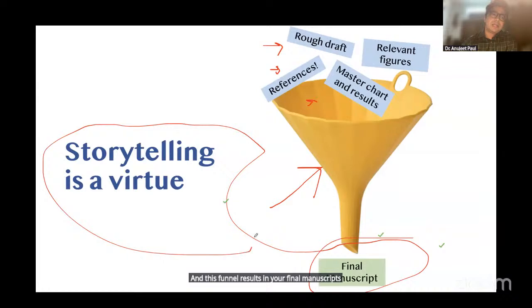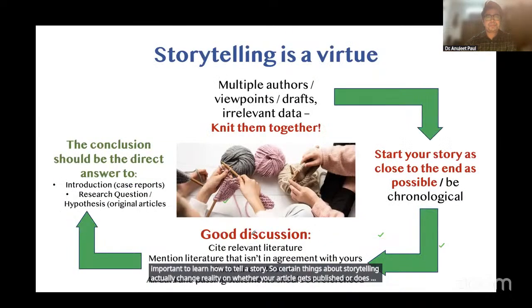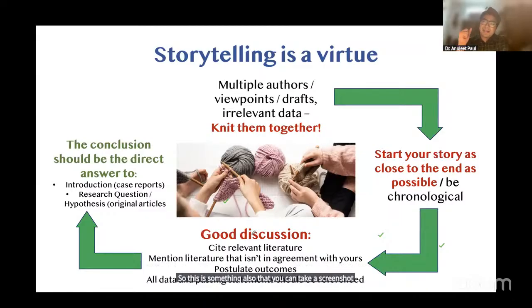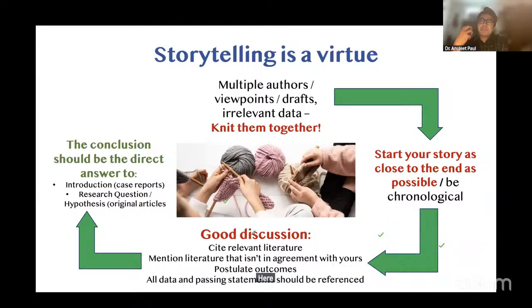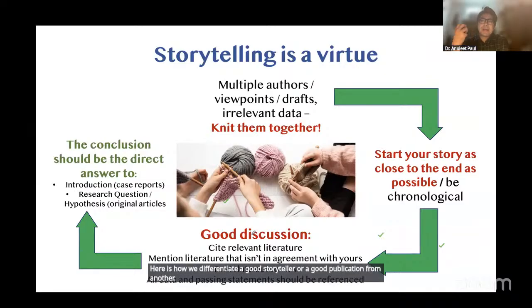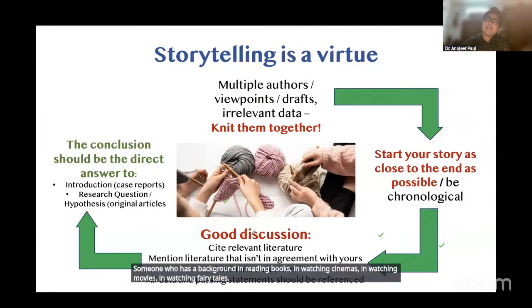So over here, it is very important to learn how to tell a story. Certain things about storytelling actually change reality on whether your article gets published or does not get published. So this is something also that you can take a screenshot of. So storytelling is a practice. Here is how we differentiate a good storyteller or a good publication from another. Someone who has a background in reading books, in watching cinemas, in watching movies, in watching fairy tales will have a much better storytelling acumen.